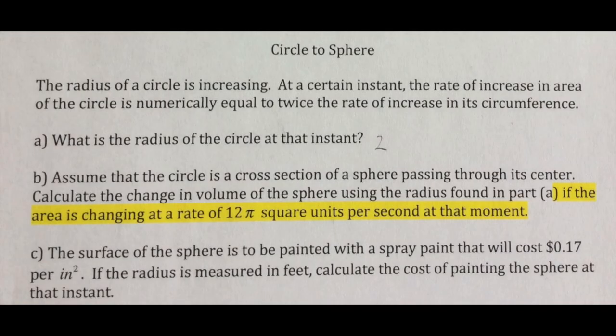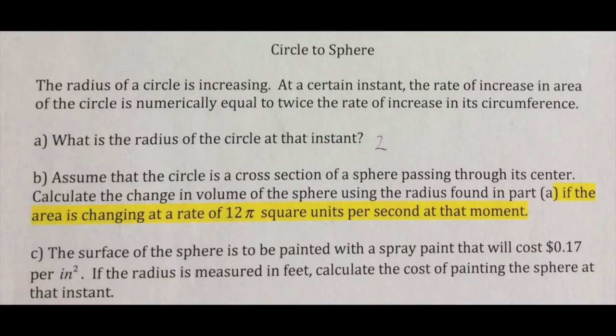The radius of a circle is increasing. At a certain instant, the rate of increase in area of the circle is numerically equal to twice the rate of increase in its circumference. A. What is the radius of the circle at that instant?